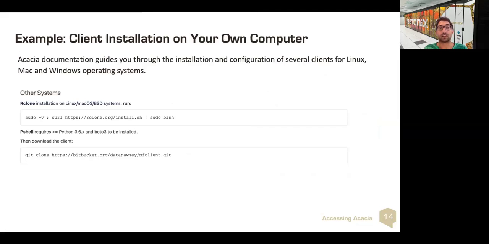Now let's get to example commands. For client installation on your own computer, if you want to access Acacia through your own home system, you can download Rclone and run the installation script. We also provide pshell, which is essentially the Pawsey interface for the data storage systems. That requires Python greater than 3.6 and boto3, which is a Python library, to be installed locally. Then you can clone this specific interface that we provide for moving data around and use that as well.